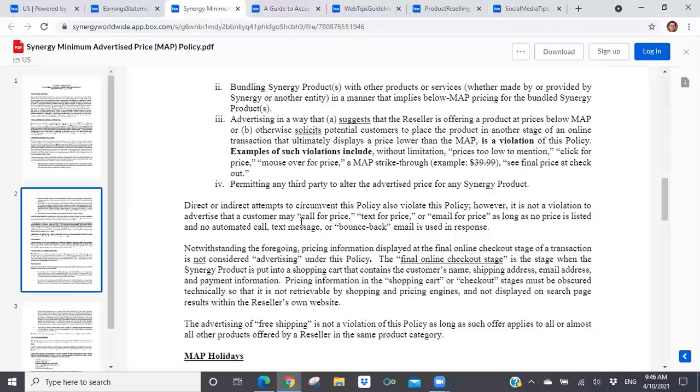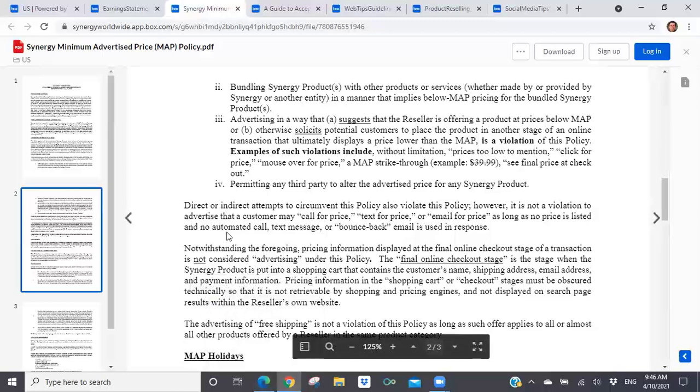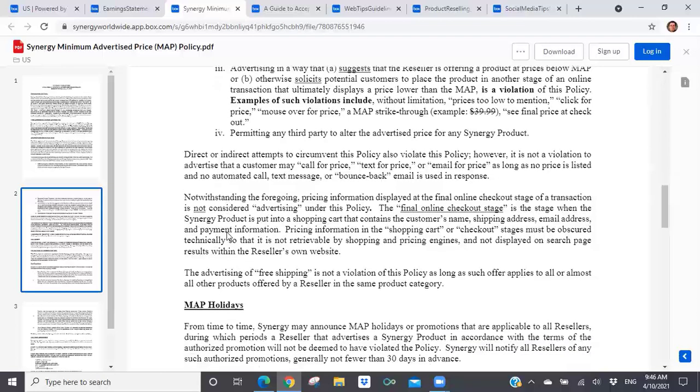The other question I have, the last question, because other people might have questions, is can you put on the website a gift, for example, a Synergy mug or a Synergy water bottle or something like that with your first order? It doesn't affect the price. It's just an incentive that you're providing. Does the policy say anything about that?